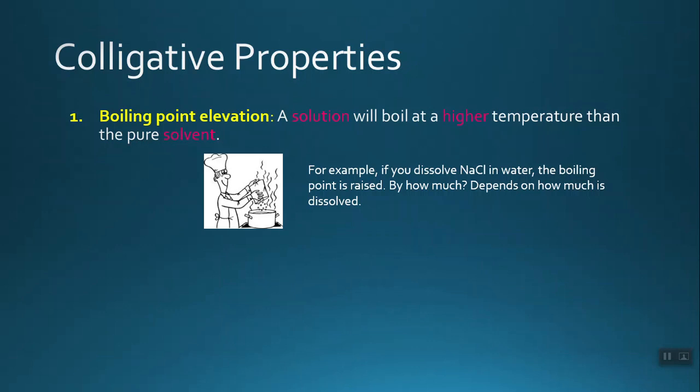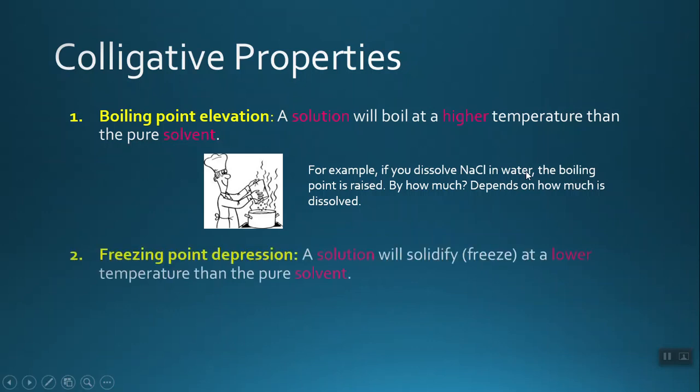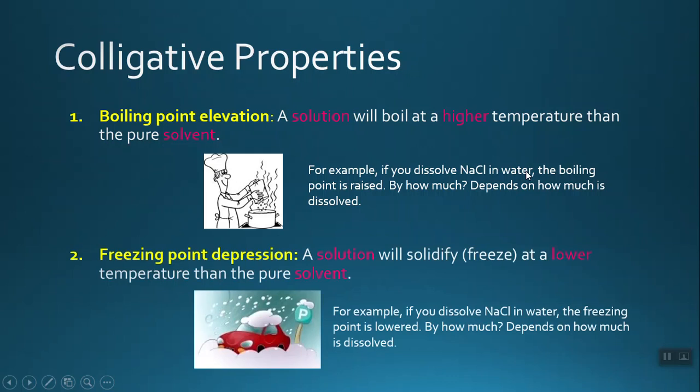The second colligative property that I want to talk about is freezing point depression. A solution will freeze at a lower temperature than the pure solvent. So to talk about this, let's think about in the winter when we're looking forward to a snow day. Usually when the weatherman says that we have snow in the forecast, it's very exciting, but that's not the only thing that we need to look out for, right? The second thing we need to look at is the temperature.